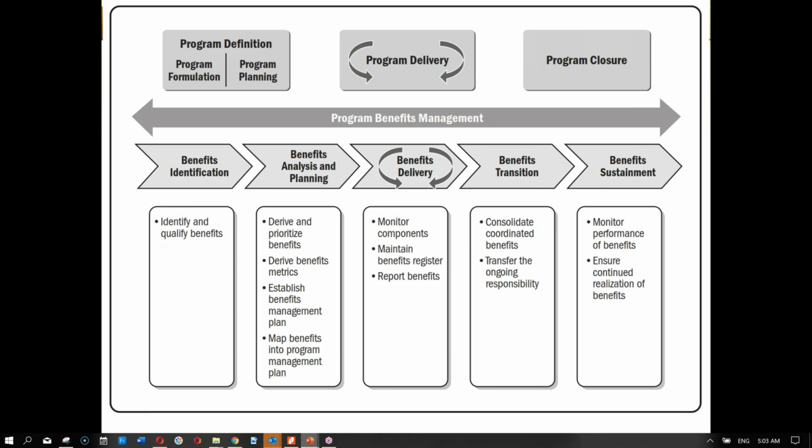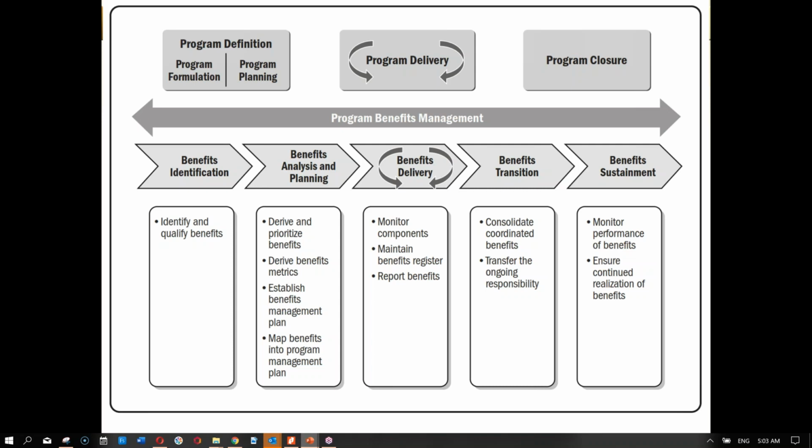We have the program life cycle, which has three phases: program definition, program delivery, and program closure. Within those three phases, we have benefit management defined in five further phases. There is an overlap between the program life cycle and the benefit management life cycle, but the steps are: first of all, we have to identify all the benefits. This is the systemic approach.